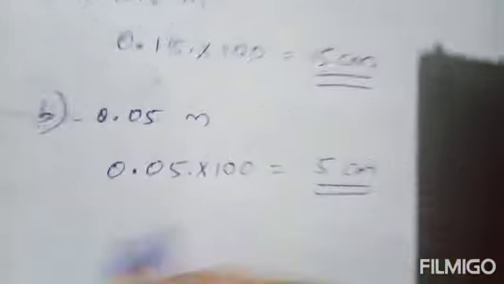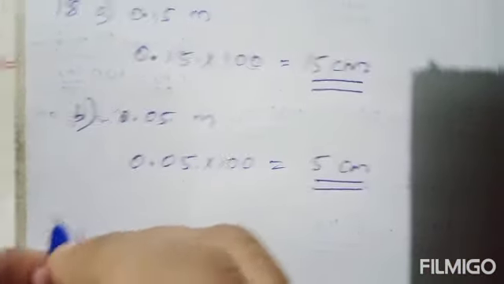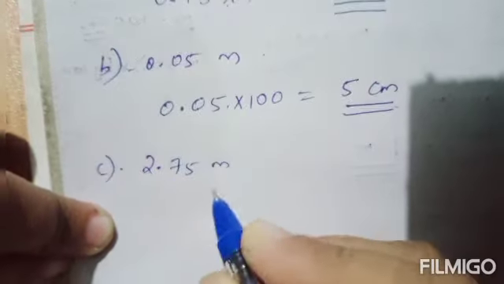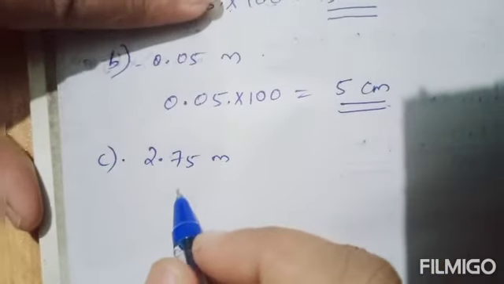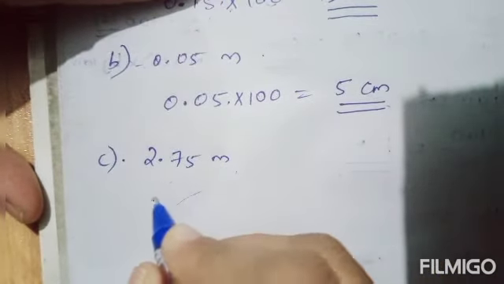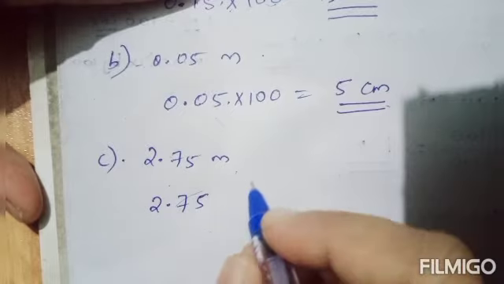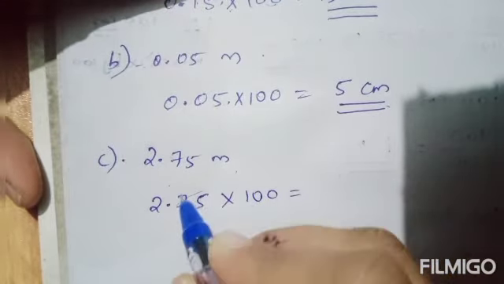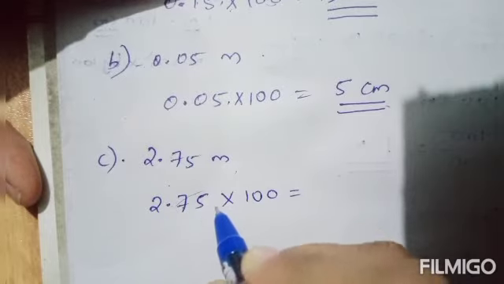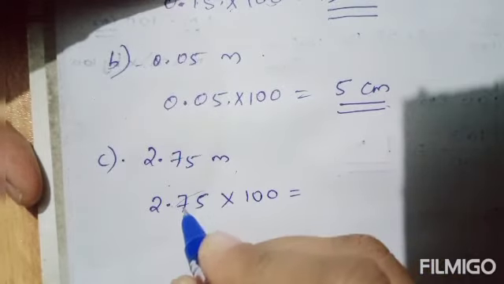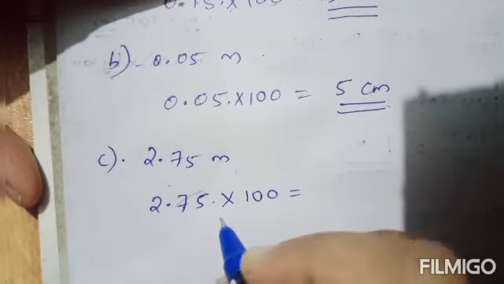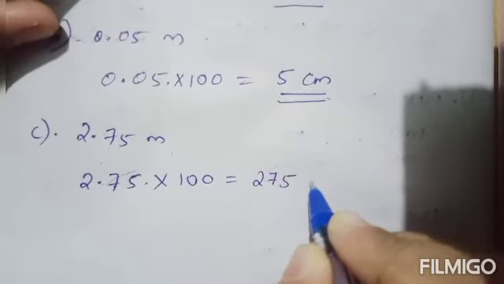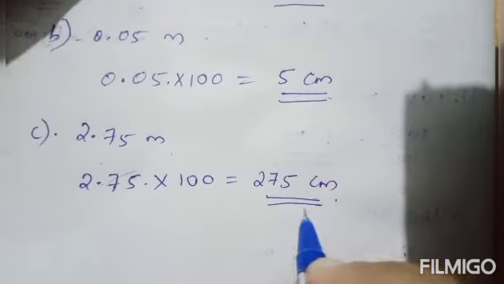Okay, next C, 2.75 meter. In order to convert or express meter in centimeter, just multiply by 100. So 2.75 into 100, what will you get? This decimal point will move 2 places to the right. So this is 1, 2. Here you will get the decimal point. So the answer will be 275 centimeter.